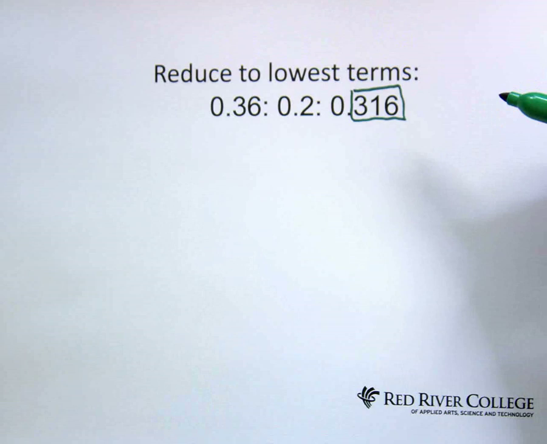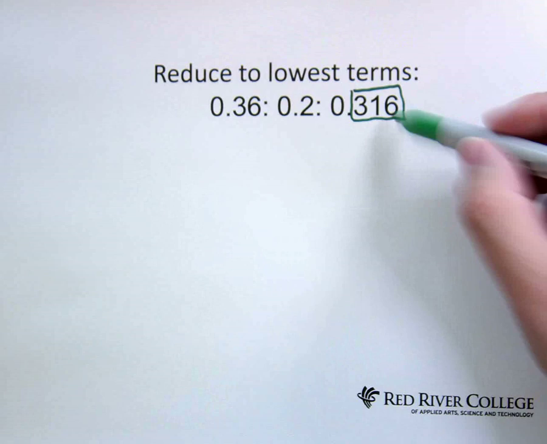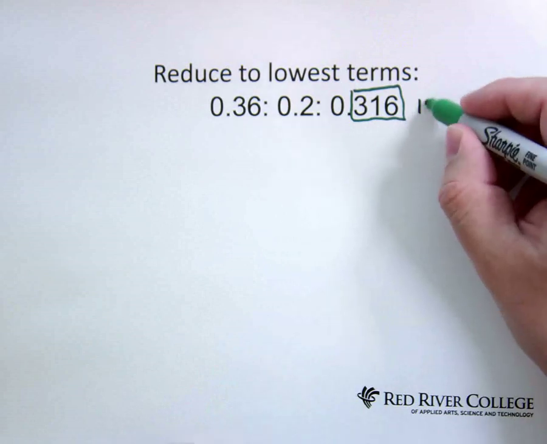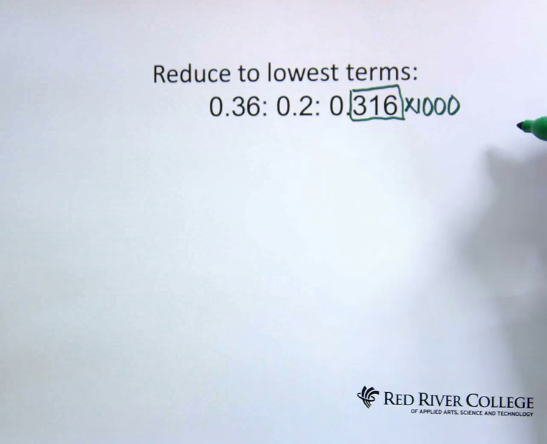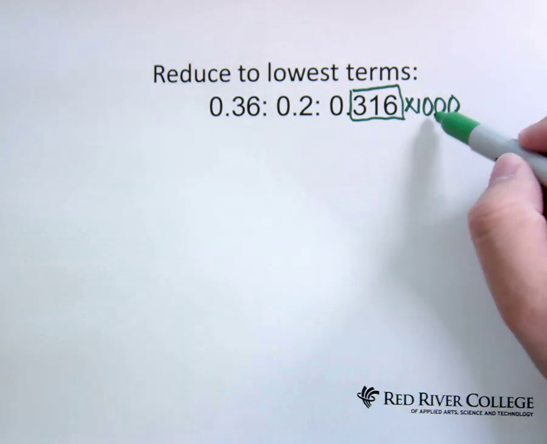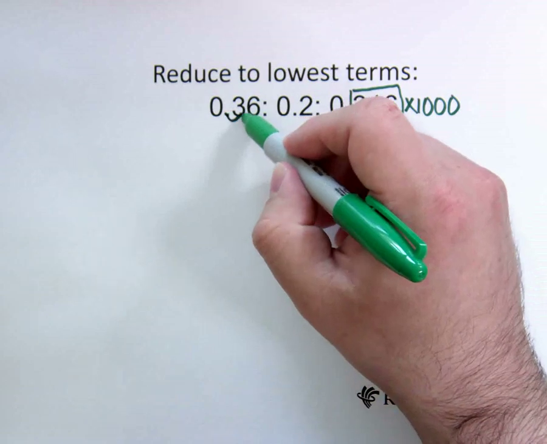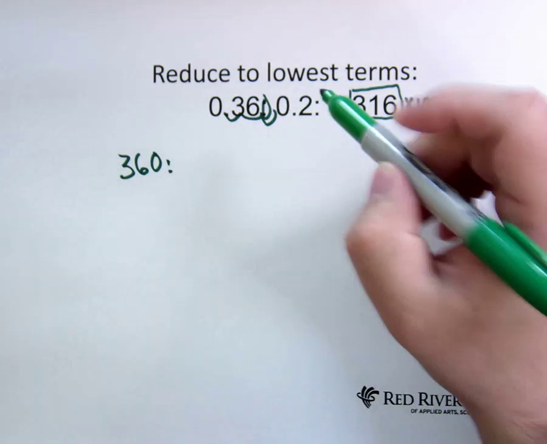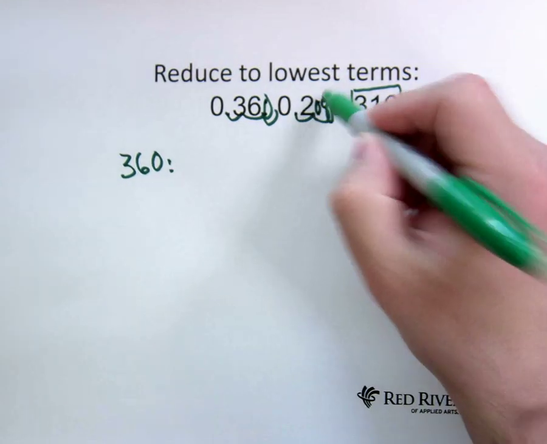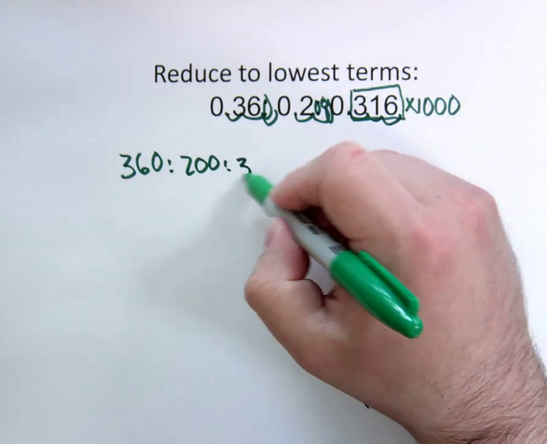So for the first one here, we've got 3 decimal places, so for each decimal place you add a 0. So there's 3 decimal places, so you want to multiply by 3 zeros, so you want to multiply by 1,000. And so we got to multiply everything by 1,000. Multiplying by 1,000 means we move the decimal 3 places. So 1, 2, 3 for the first one, add a 0, so 360. 1, 2, 3, we'll add 2 zeros and make that 200. And then the last one here is just 1, 2, 3, and that just becomes 316.